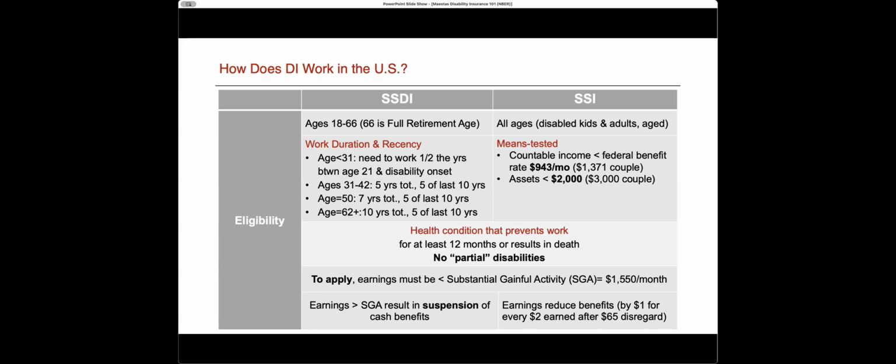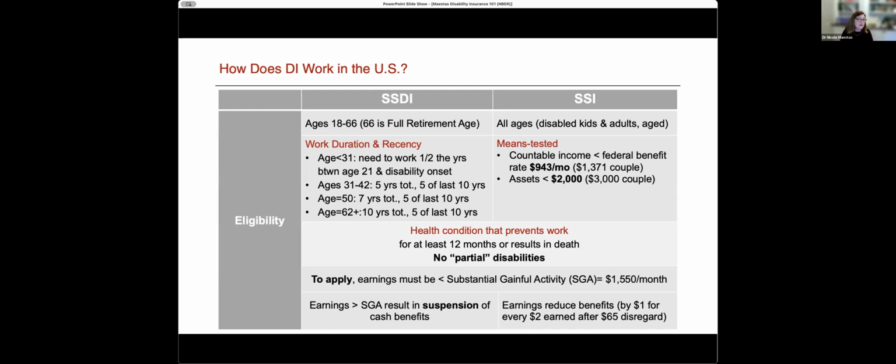Okay. So for SSDI, in contrast, it's not about what you earn or how many assets you have. It's all about how long you've worked. And this is complicated. We're not going to go through all these details here, but it's both how long you worked and did you work recently. In general, you have to have worked about half of the last 10 years, for somebody who's older. When they're younger, you just need to have worked half of the possible years that you could have worked.